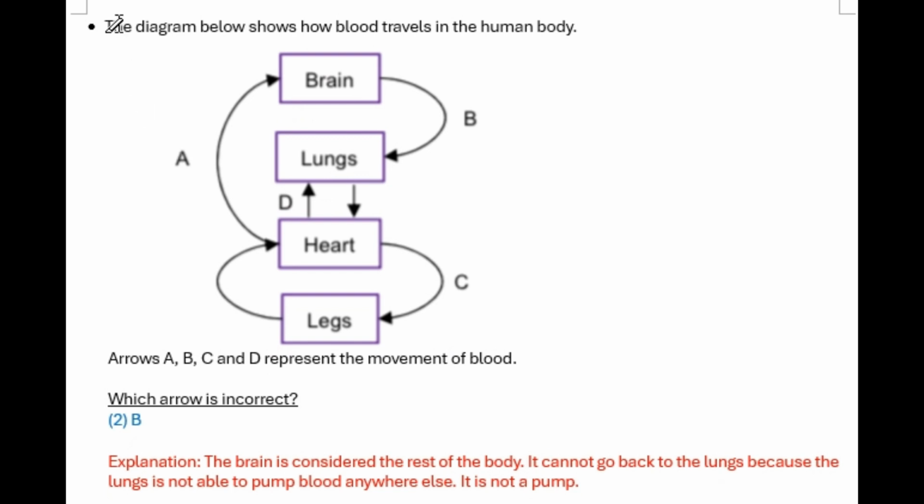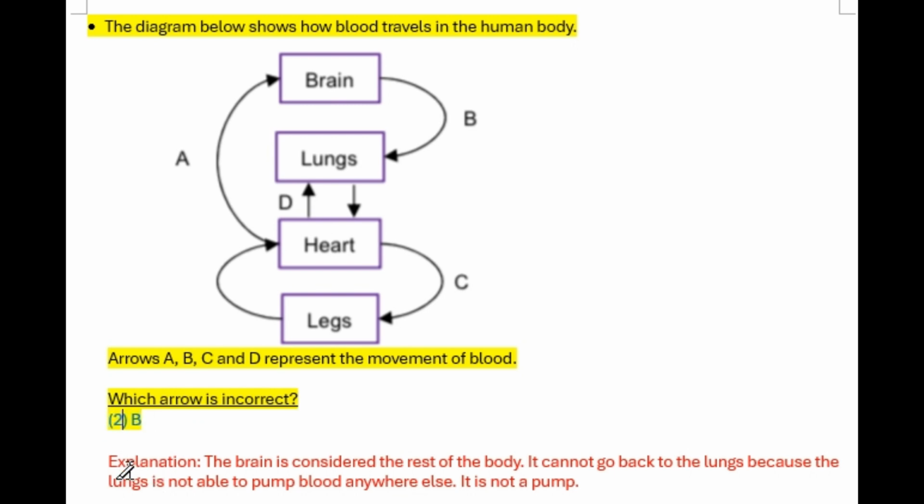The diagram below shows how blood travels in the human body. Arrows A, B, C and D represent the movement of blood. Which arrow is incorrect? 2. B.